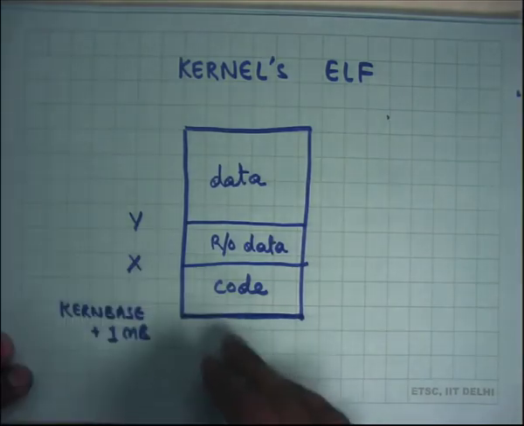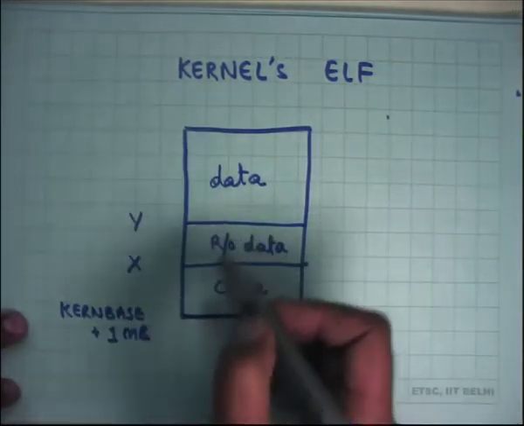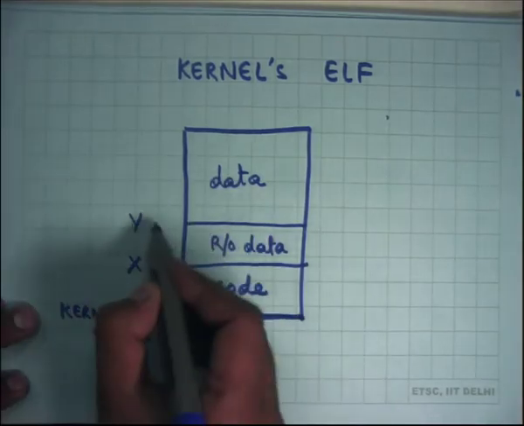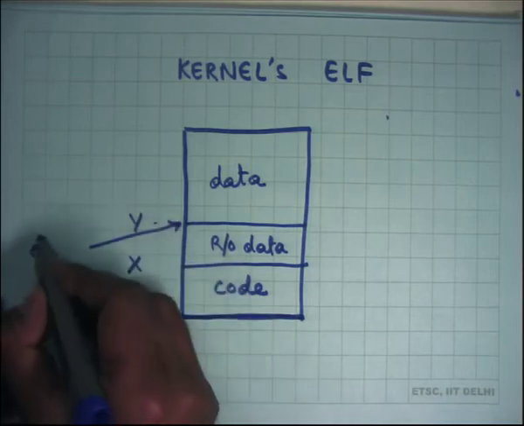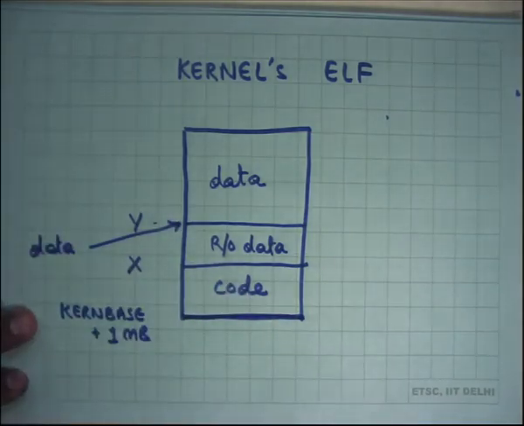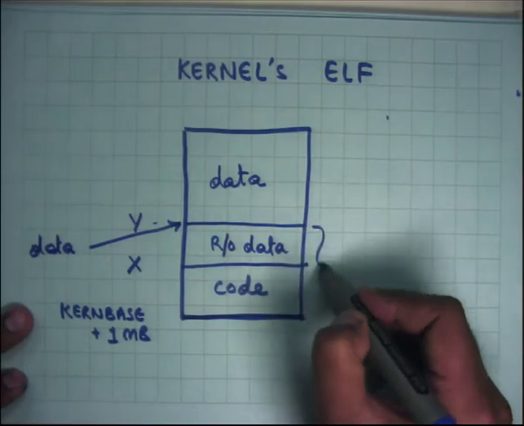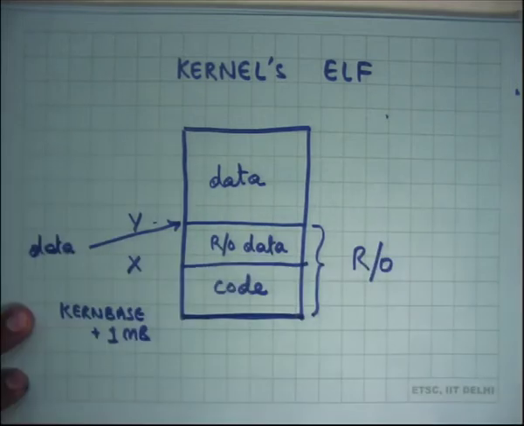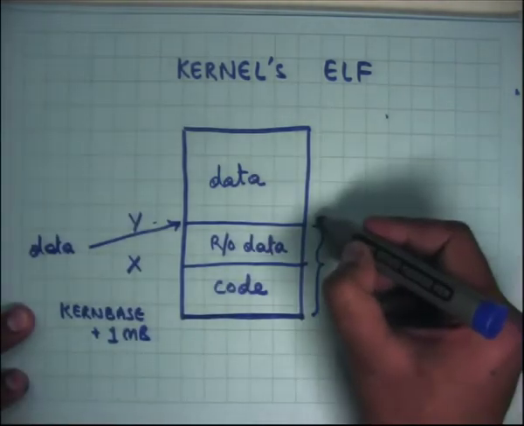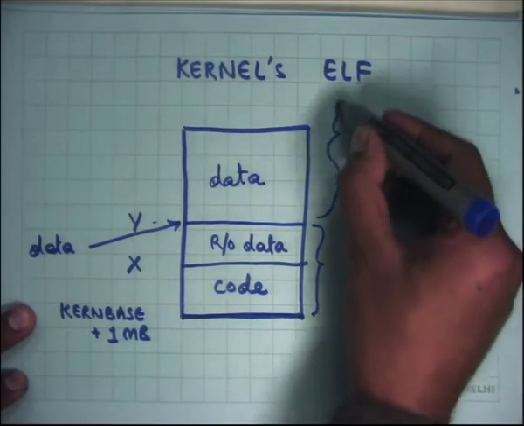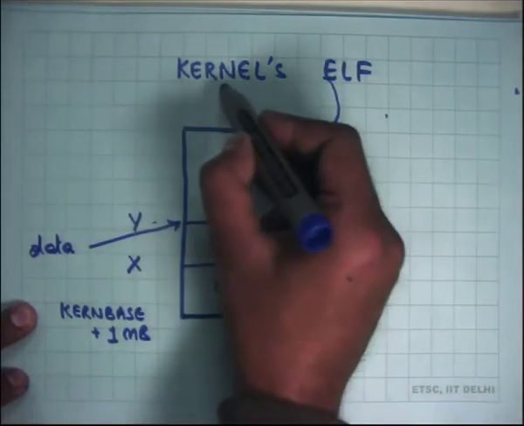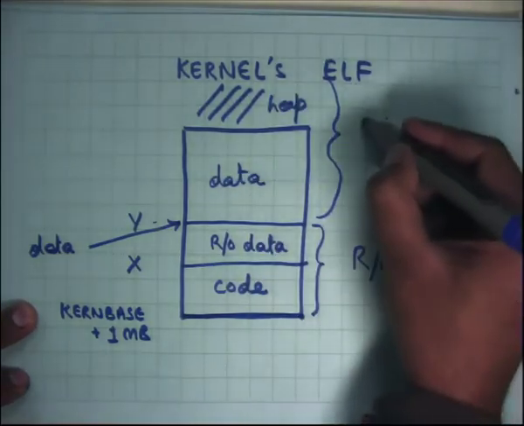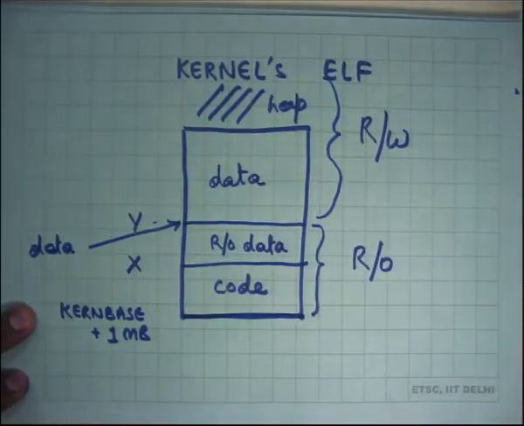There are pointers in the kernel. When you compile the kernel, there are symbols which tell you where the data is, where the read only data is, and so on. So Y is where the data pointer is pointing. The loader is going to consider the code and read only data as one segment and map it with read only permissions. Then it maps the data and everything above it, which is basically heap after you load it, with read write privileges.